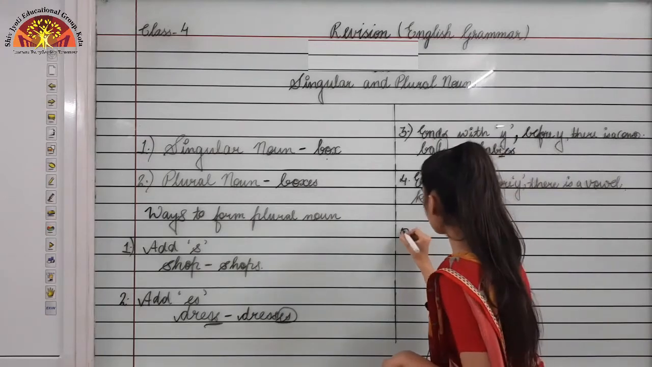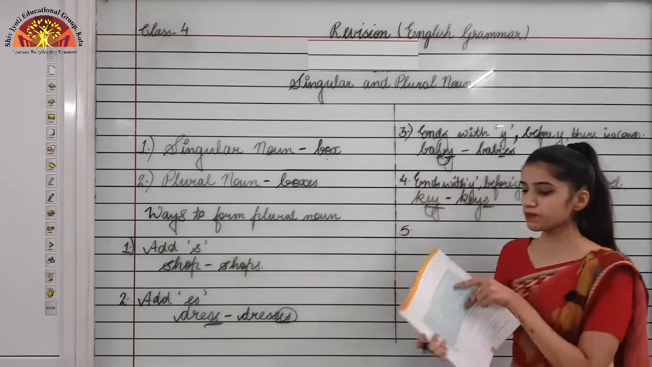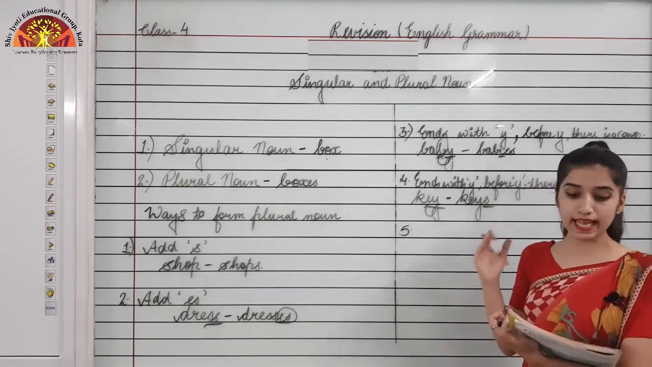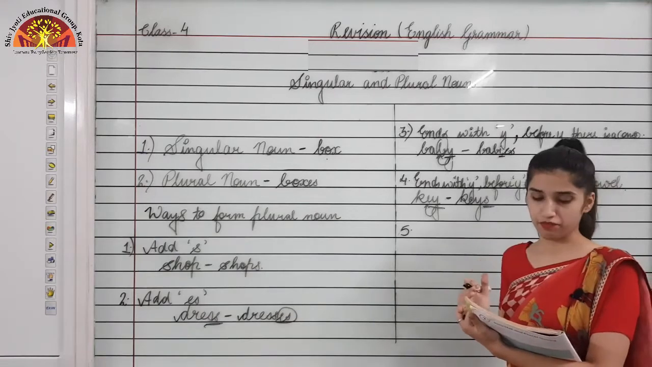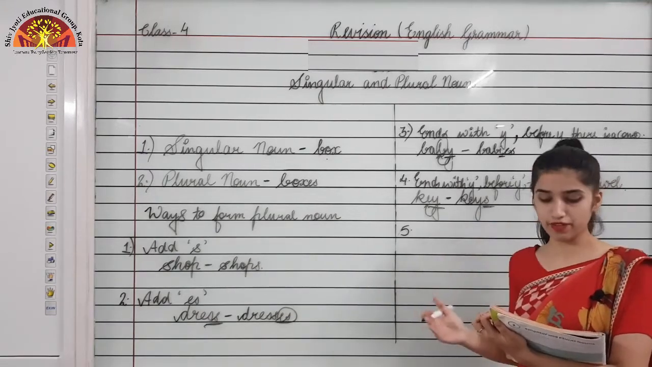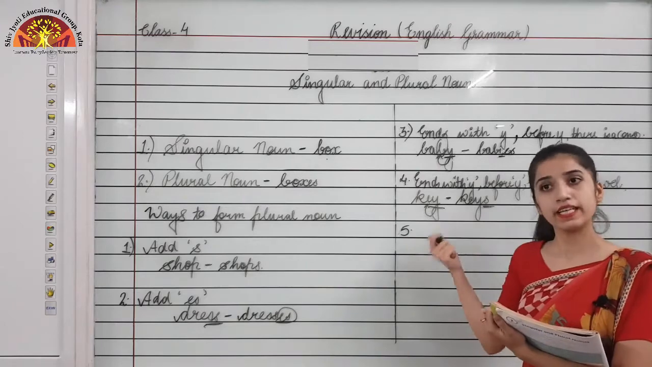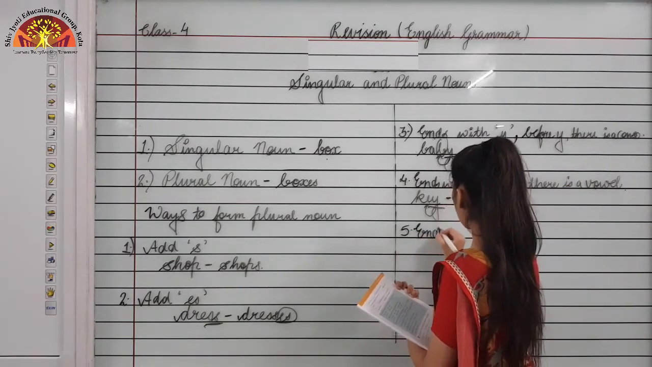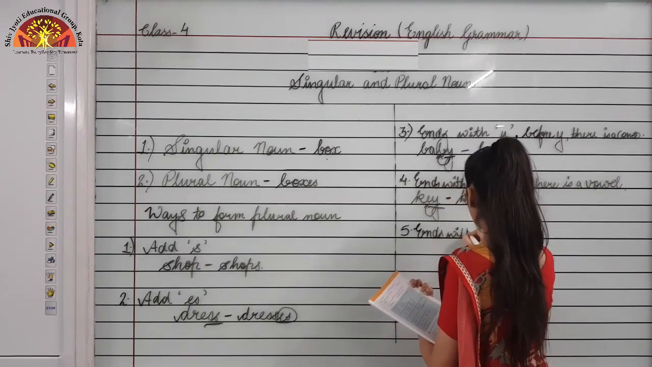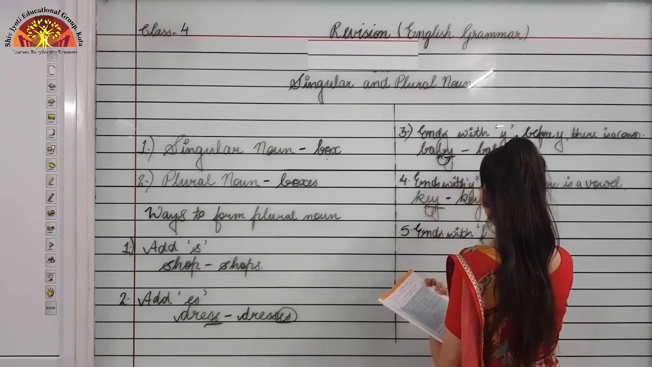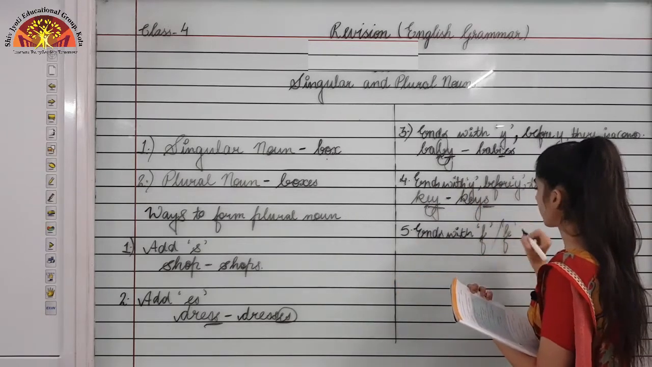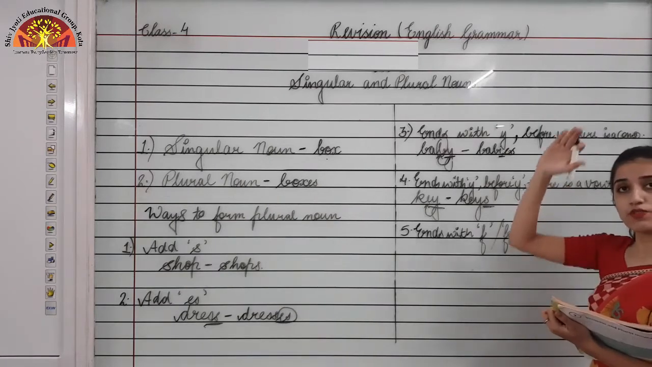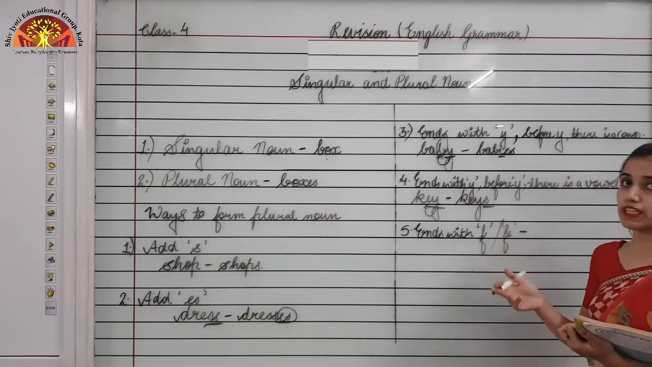Now the fifth rule. Let's see the fifth rule, which is given on page number 5. Okay, so for most nouns that end in FE or F, change the F or FE to V and then we will add ES. Okay, so ends with F or FE, right? So what we will do is, we'll just replace this with V and then we will add ES.